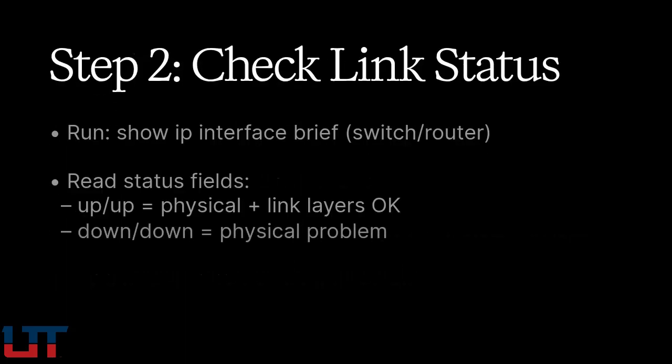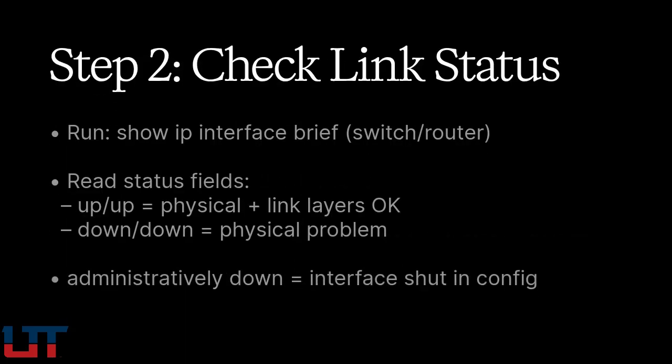Step 2, link status. Run the command show IP interface brief, the same command from Video 5's host discovery, on the connected switch or router. Here you're reading the 2 status fields. Up means the physical layer and the link layer are both good. Down confirms a physical problem. Administratively down means someone shut the interface down in configuration.